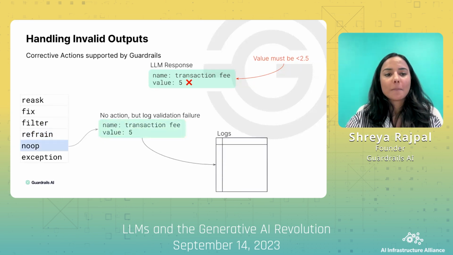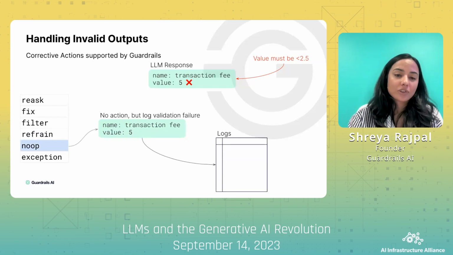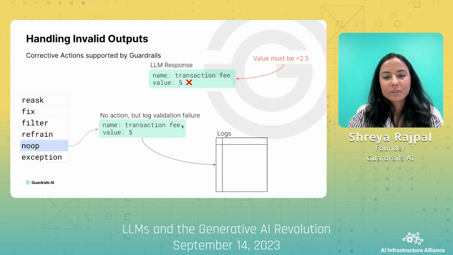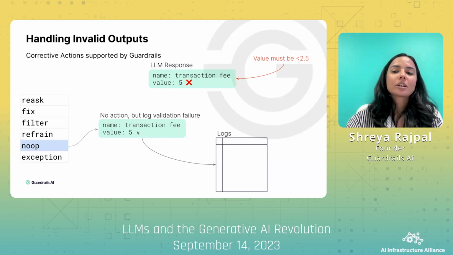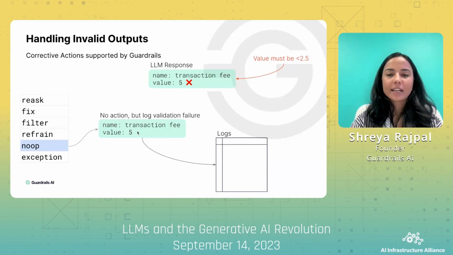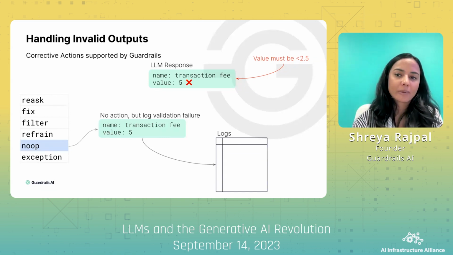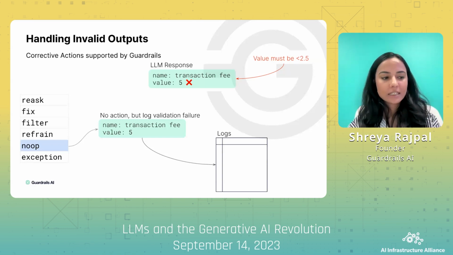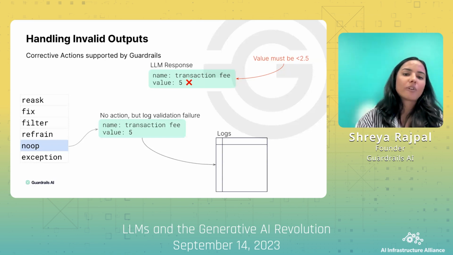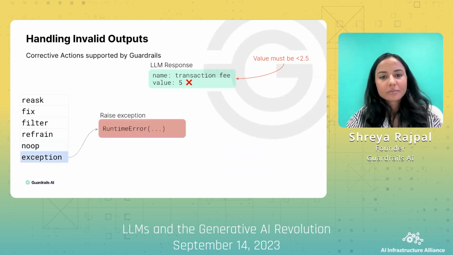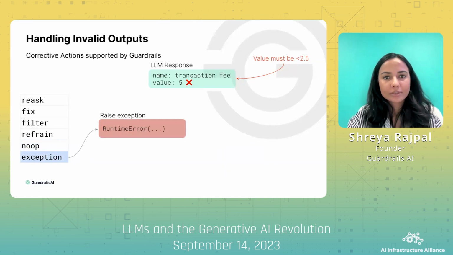You can also have no-op as your corrective action. So here, no action is actually taken. We end up returning this output with value equals 5, but we log the fact that this specific guardrail about value failed, and then we can use these logs. On every request, we end up having very rich metadata for what passed and what failed for a specific request, and then we can use this metadata to build a very rich data set, which we can use for analytics or for improving our process. And then finally, you can also raise an exception.